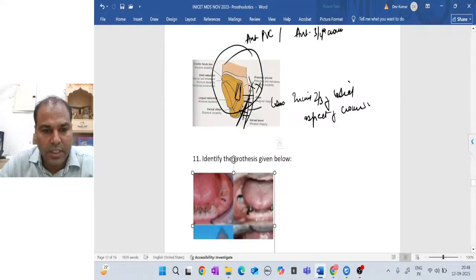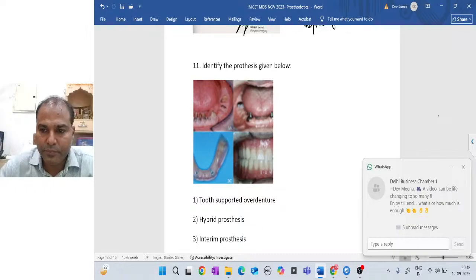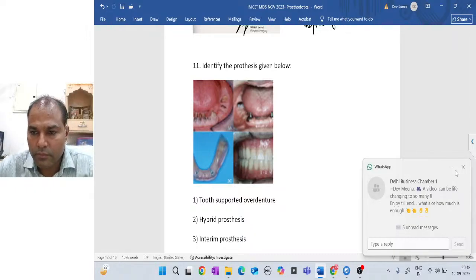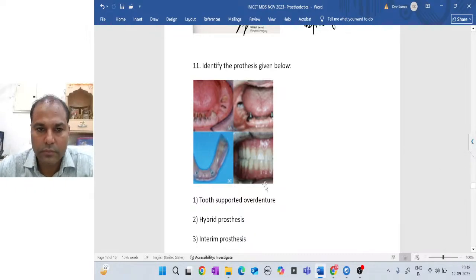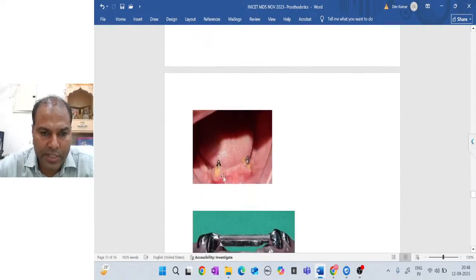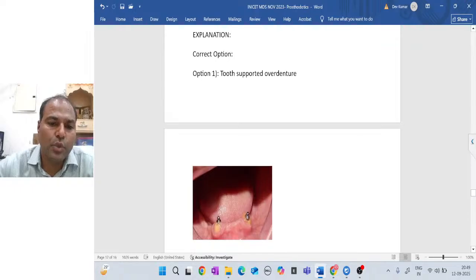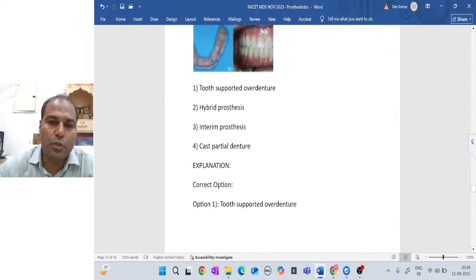Okay, next question, identify the prosthesis. See, this was the initial figure that came in the examination. So I have brought you a fairer picture. You can see a tooth, you can see a ball or a stud attachment, so it's a tooth supported overdenture. You have saved canines, so it's a tooth supported overdenture, okay, with an attachment or a stud attachment.